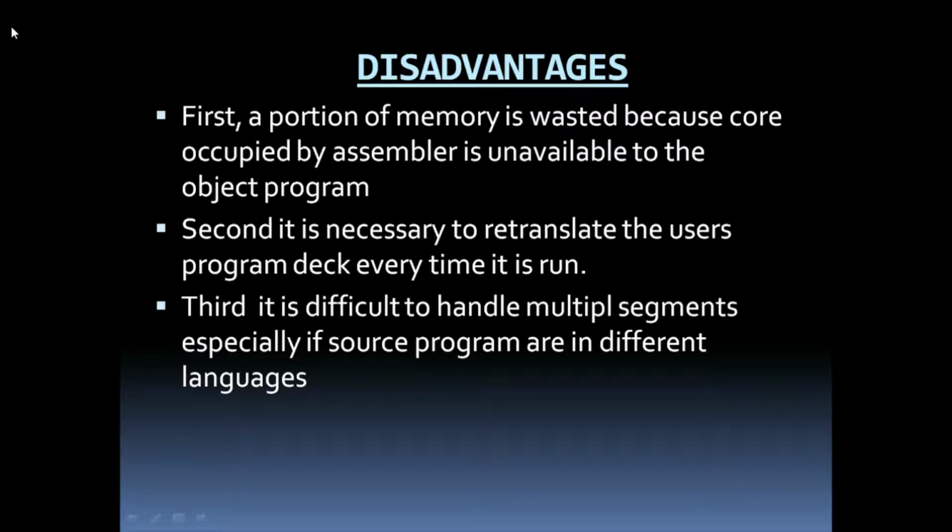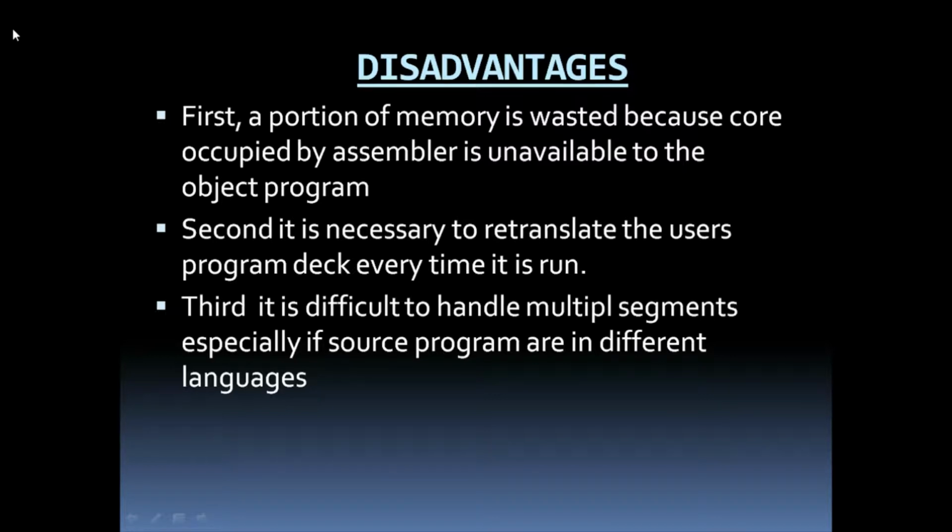The third disadvantage is that when there are multiple segments, especially in different languages, it is difficult to handle. Means one object will be of one language, another object will be of another language. In such a case, it will be difficult for the loader to manage it. So these are the disadvantages of the compile and go loader scheme. This was about compile and go.